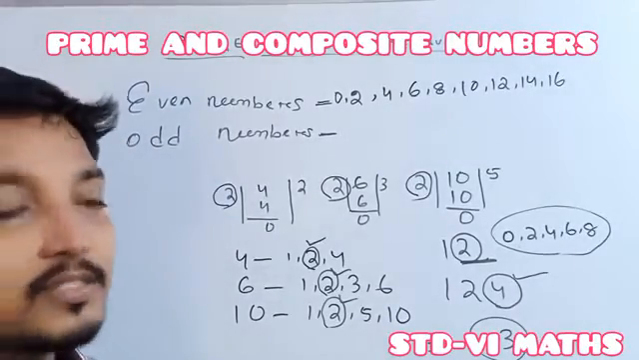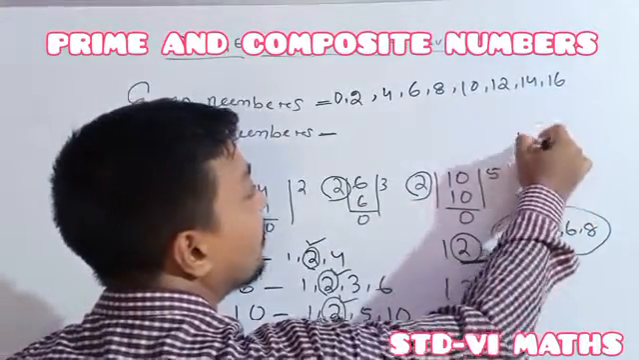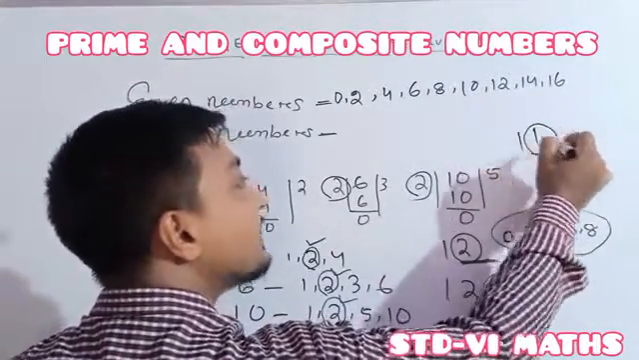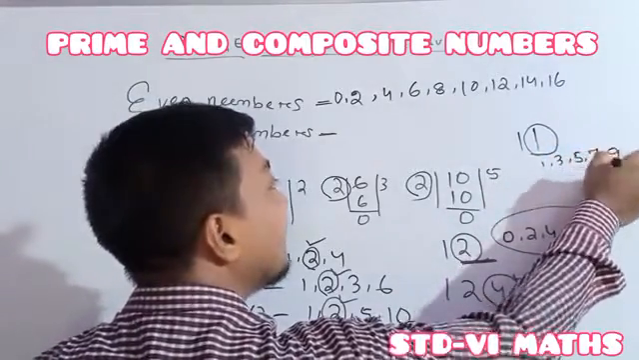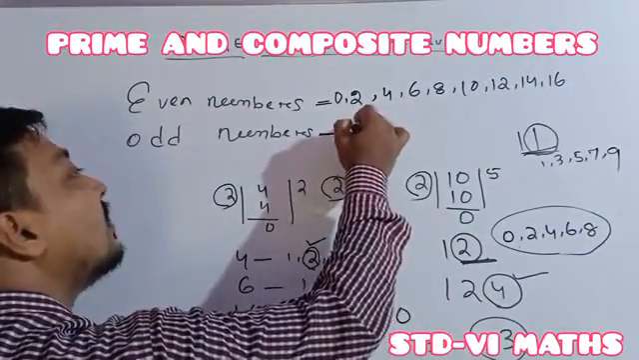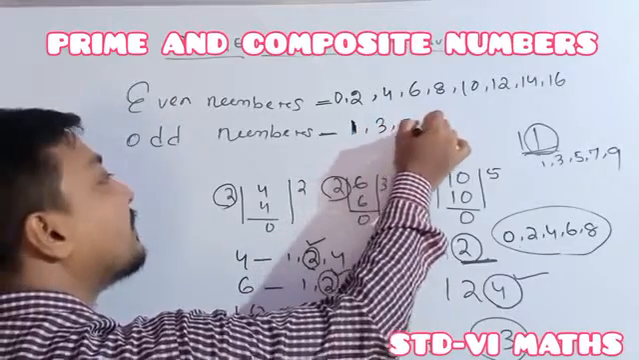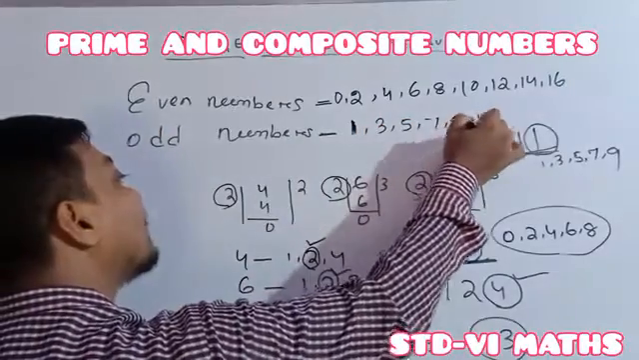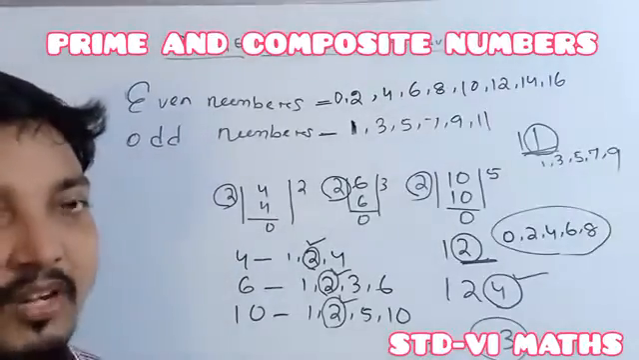And listen, the shortcut trick for how you can find out that it is an odd number. See, if the unit place is 1, 3, 5, 7, 9, then this number we can call an odd number. See, 1 is the first odd number, then 3, then 5, then 7, then 9, then 11. Clear? Perfectly understood or not understood?